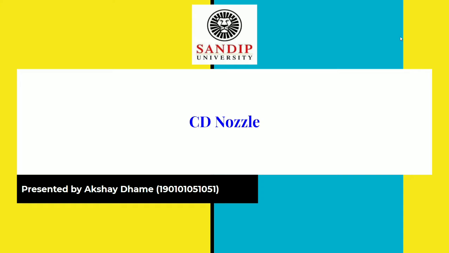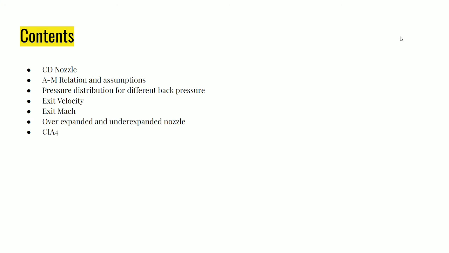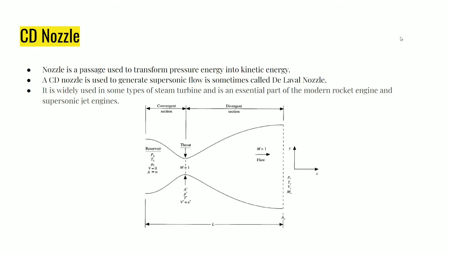So my presentation topic is CD nozzle. The flow of the presentation will be: CD nozzle, then the area Mach relation and assumptions, then pressure distribution for different back pressure, then exit velocity, exit Mach number, over expanded and under expanded nozzle, and then I will show CI4.